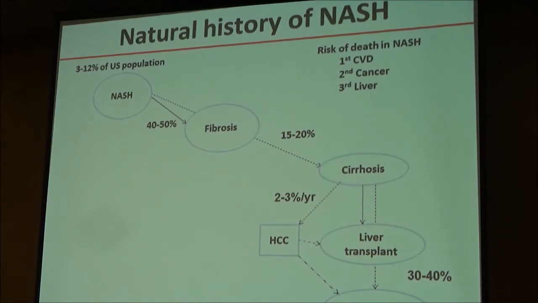Why is that important? Once you have cirrhosis, you're at a higher risk of developing hepatocellular carcinoma, and you're at a higher risk of decompensated liver disease, where you might need a liver transplant. And one of the concerns with fatty liver disease is liver cancer. In hepatitis C, you need to have cirrhosis in order to be at risk for liver cancer. Not the case with fatty liver disease. With NASH, you can skip cirrhosis, and a small number of patients can still develop liver cancer.